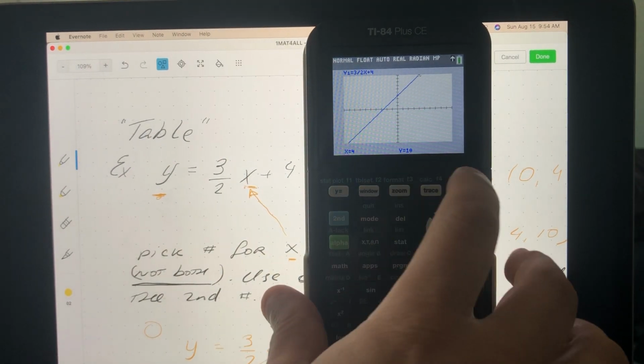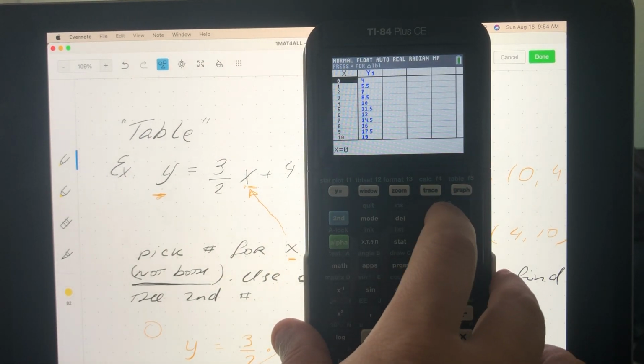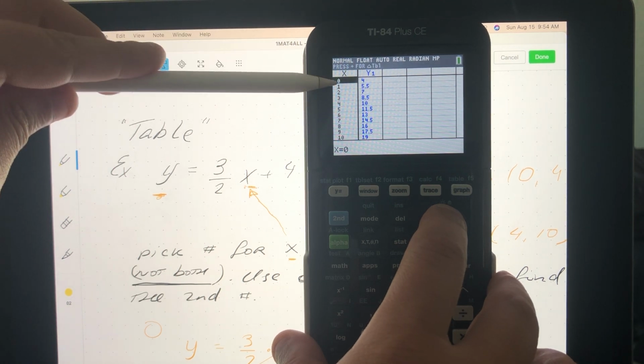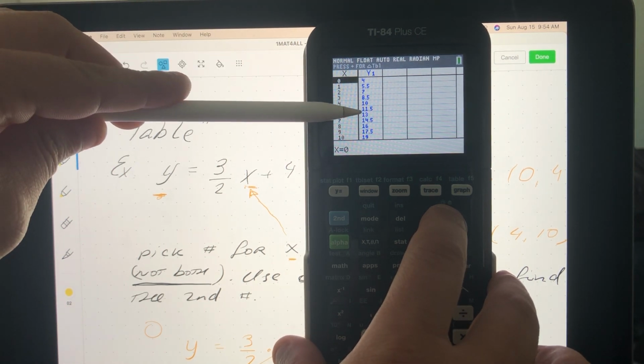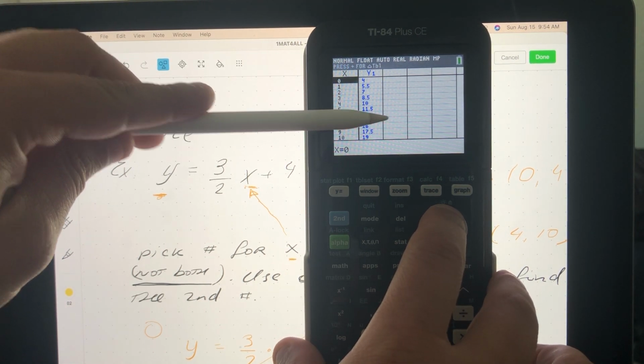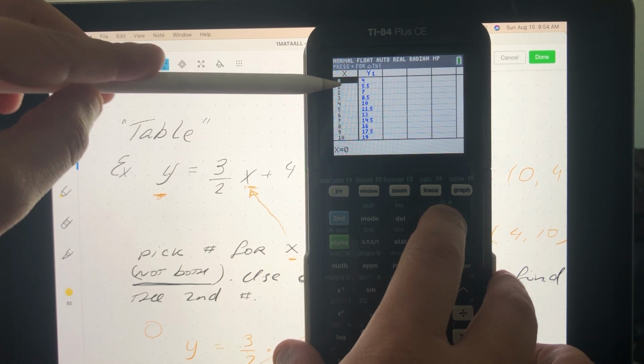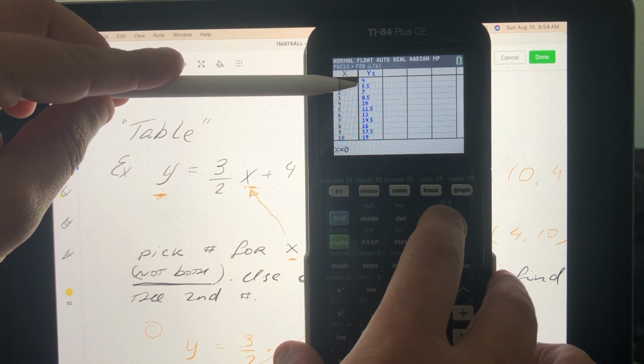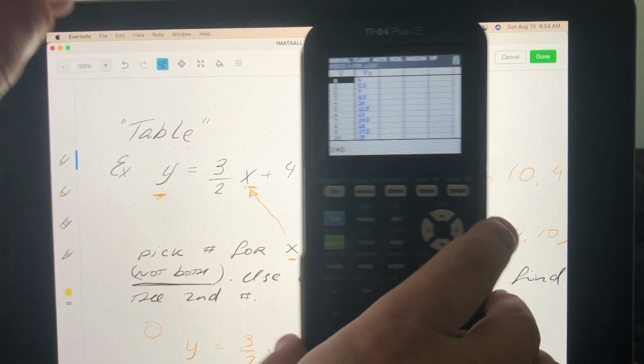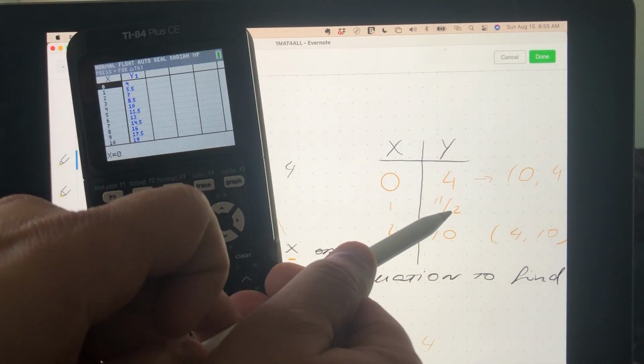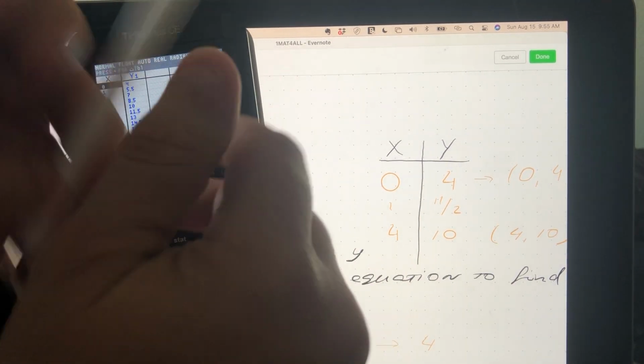I can also check it here with the table. So here's the same table. 0, 4 was one of them, and then 4, 10, that's the second one we found. We can see 1 gives 5.5. 5.5 is 11/2. That's what we found earlier. That's the same.